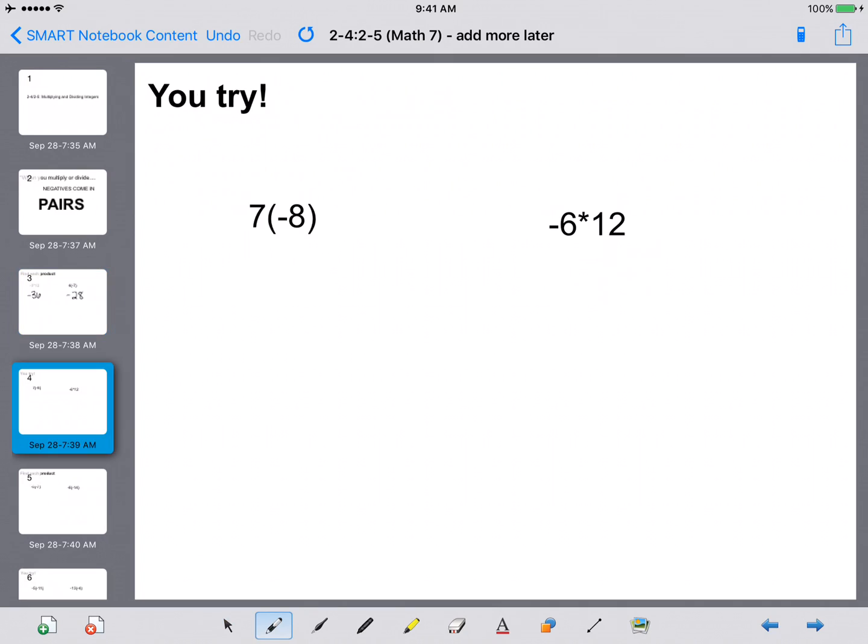You pause here and try on your own, and then check with what I get. So 7 times -8, our negative needs a pair. 7 times 8 gets us 56. -6 times +12, our negative doesn't have a pair yet, so it's going to be in the answer, and 6 times 12 is 72.